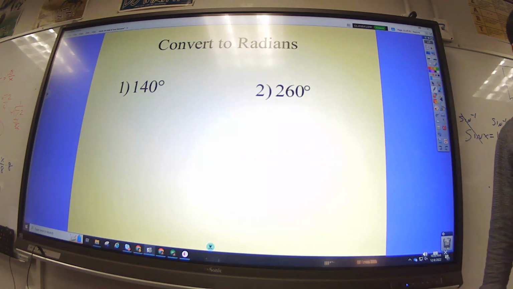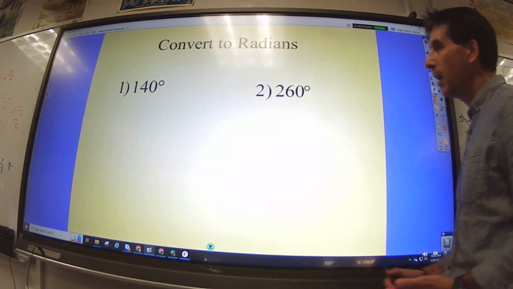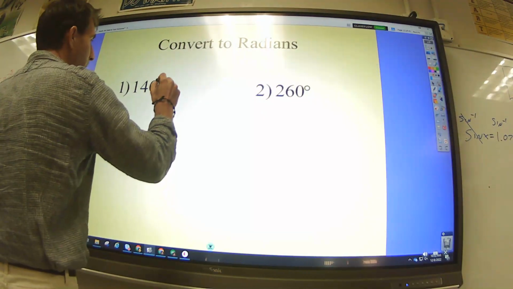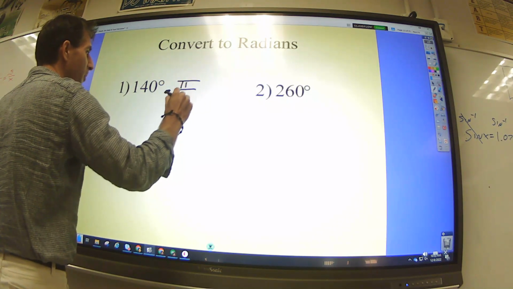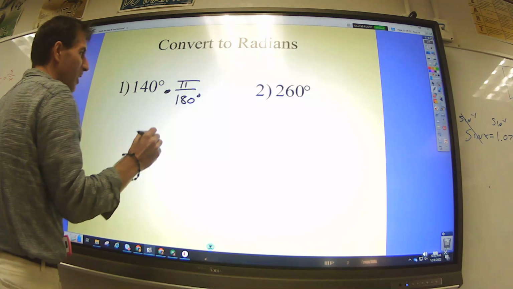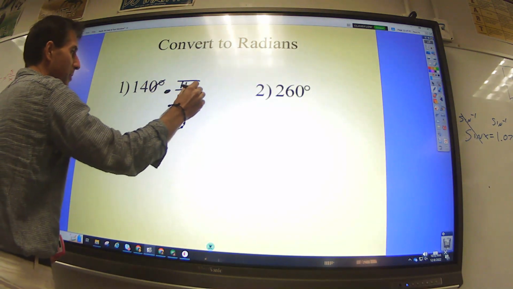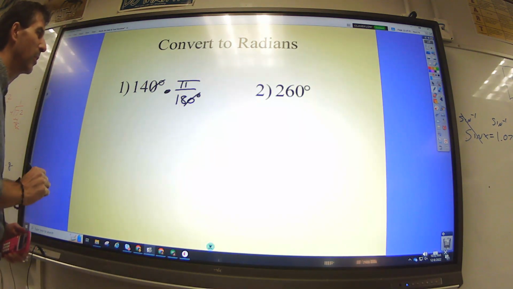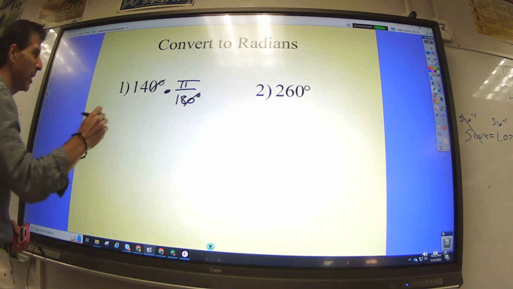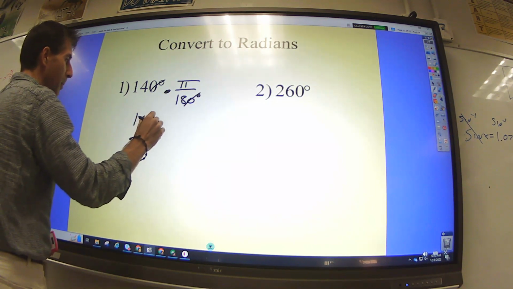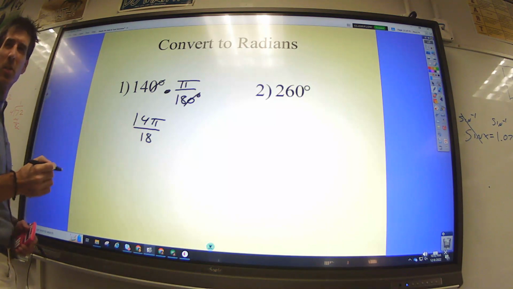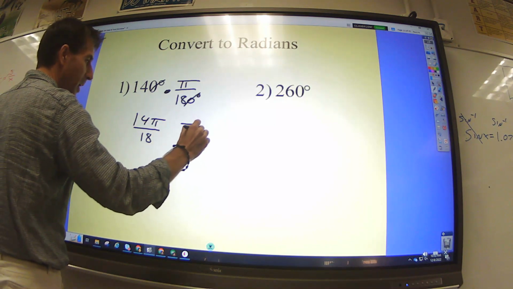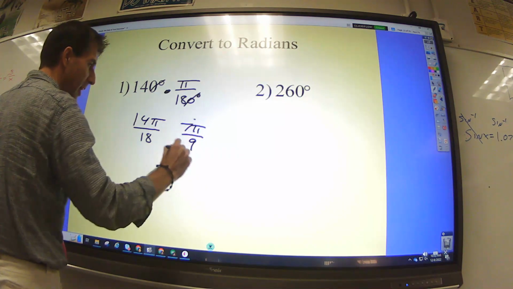Okay, convert to radians. We multiply by pi over 180 degrees. Just to keep it simple, let's cross out the 0 and the degree sign. So it'll be 14 pi over 18, divisible by 2. 7 pi over 9. You guys get that?